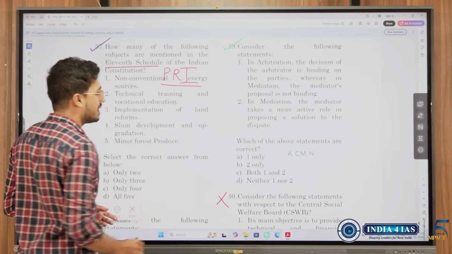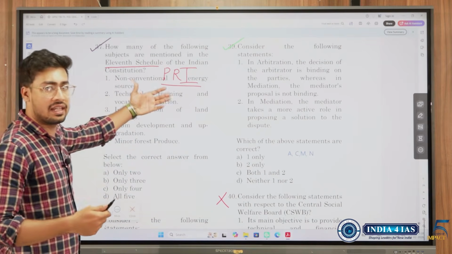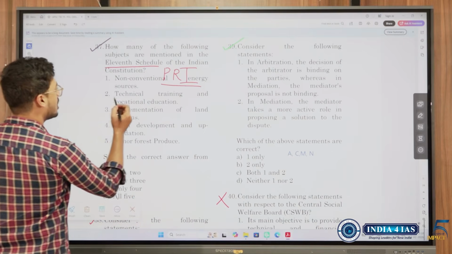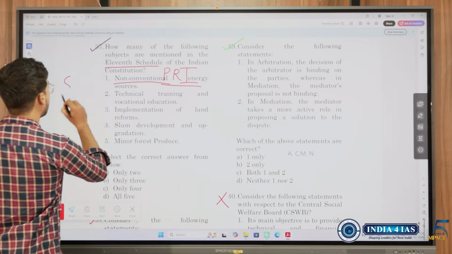So anything that is related to rural thing, that will be given to PRI. Anything related to urban thing will be given to ULB. Simple thing.